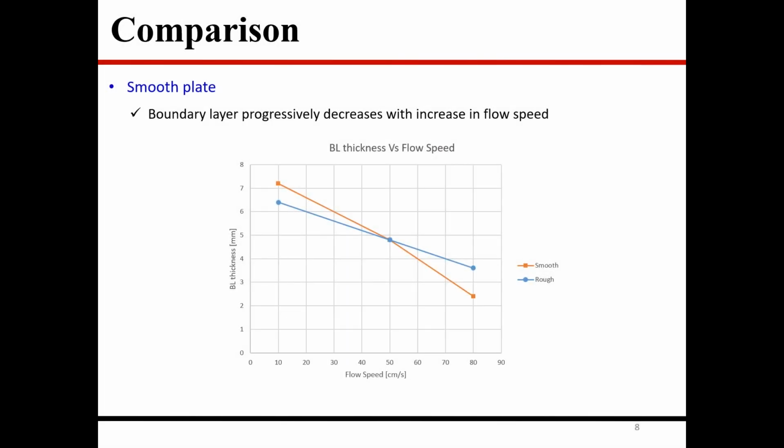Here is a graph that summarizes our data. We have the boundary layer thickness plotted on the y-axis versus the flow speed plotted on the x-axis. The orange and blue lines represent the smooth and rough airfoils respectively. We can see that not only is there an inverse relationship between the two, but also that the lines are nearly linear. There is a difference between the slope of the two lines, but that also has to do with the difference in angle of attack.